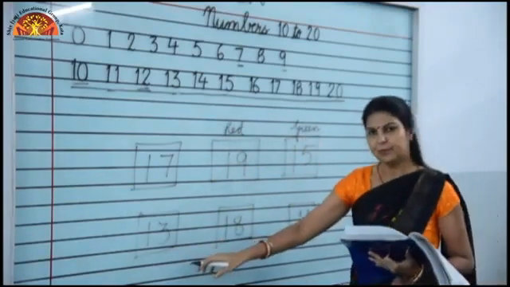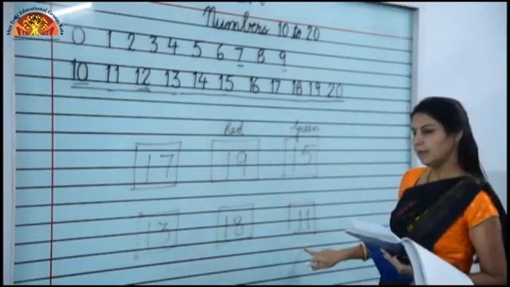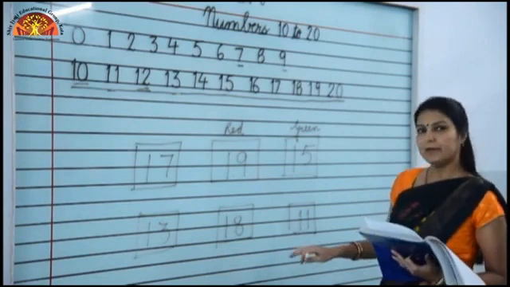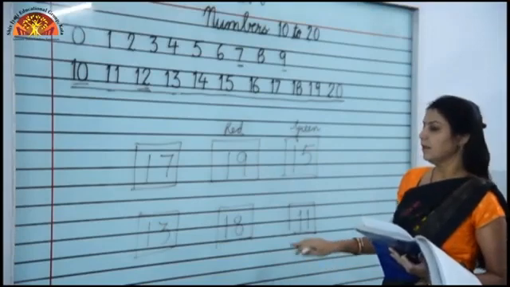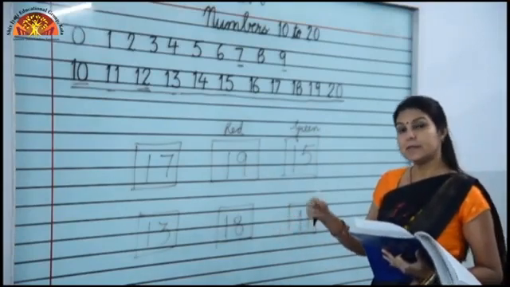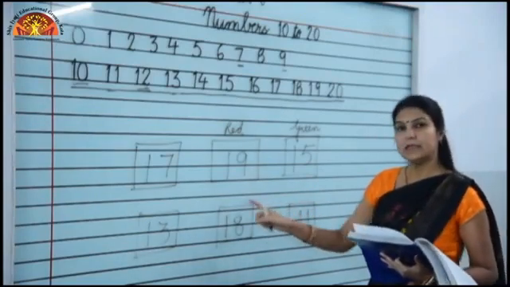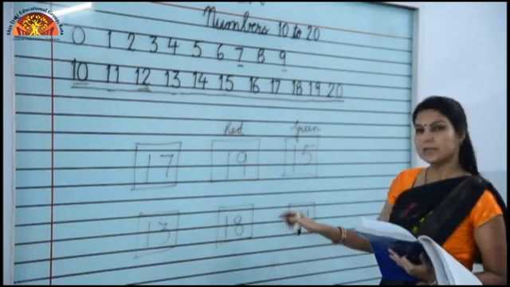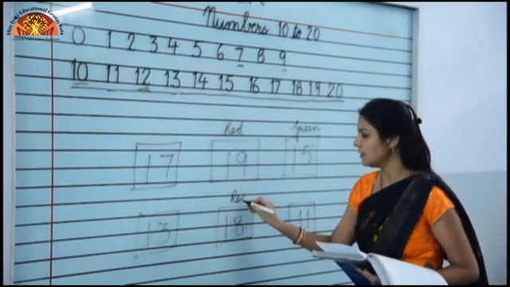Now let's see one more. 13, 18 and 11. Three numbers are again here. So we have to find out bigger or smaller among these three numbers. Now you will see which number comes later in the counting. 18 comes later in the counting among these three numbers. So this will be bigger. We will fill red color inside it.